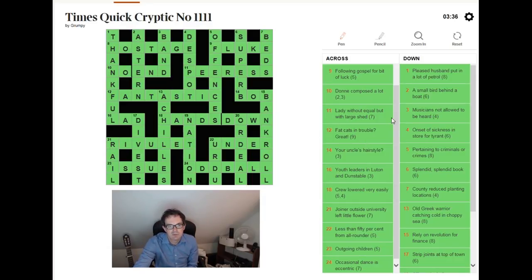Which other clues should we talk about? Well, there's a few anagrams in here, as you would find in the main puzzle. With anagrams, you're always looking to find words that indicate shuffling or composing or rearranging. So done composed a lot here at 10 across. You're just looking for a simple anagram, done. Similarly at 12 across, fat cats in trouble. So the word trouble here is being used as an anagram indicator.